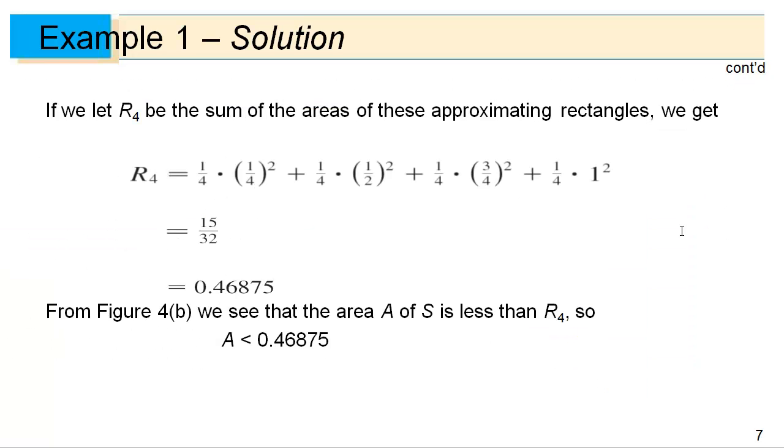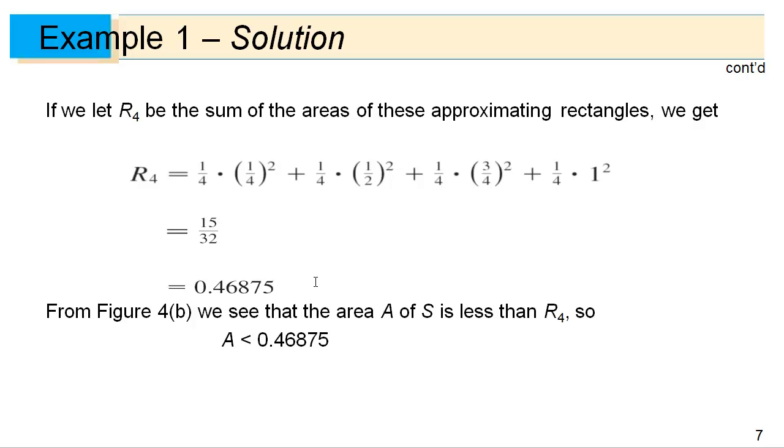If we sum up those areas, and if we write it all out, you'll kind of see a pattern. 1/4 times the function evaluated at that first endpoint, which is 1/4, plus 1/4 times the function at the second endpoint, plus 1/4 times the next one. You notice how they're all being multiplied by 1/4 because all of those are the widths of each of those rectangles. Add it all up, you get 15/32, or basically 0.46875.